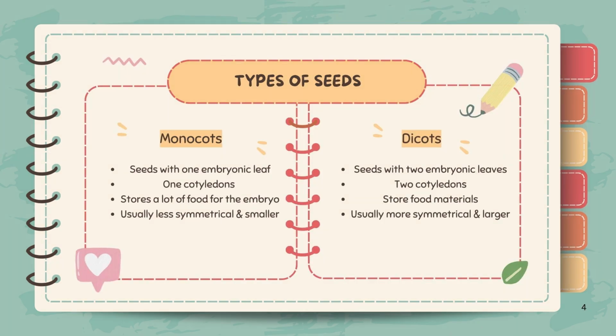There are two types of seeds, which are monocot and dicot. Monocot seeds have one embryonic leaf and one cotyledon. The cotyledon itself stores a lot of food for the embryo, and the size of the seed is usually less symmetrical and smaller. While the dicot seed has two embryonic leaves and two cotyledons, the cotyledons also function to store food materials, and the size of the seeds is usually more symmetrical and larger.